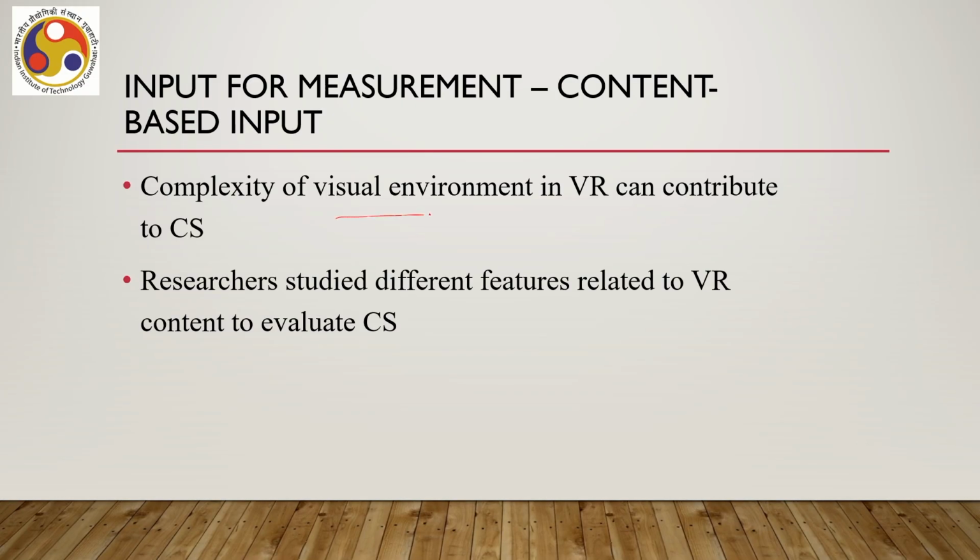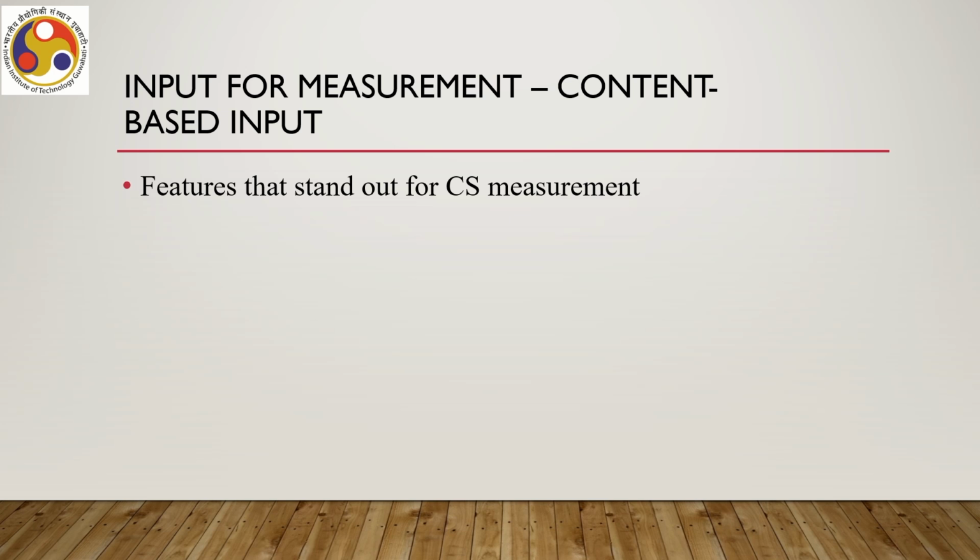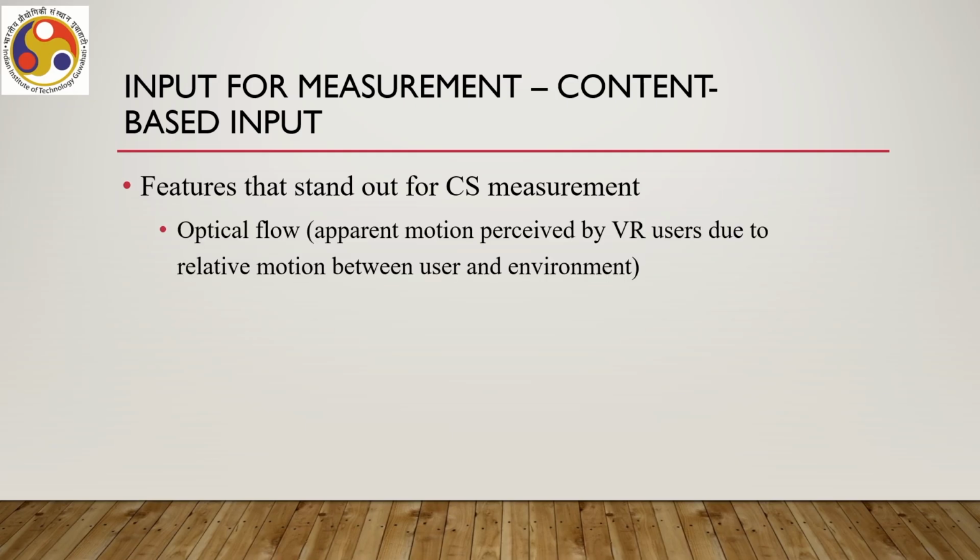Content based input can also be taken to evaluate CS. Complexity of the visual environment in VR can contribute to CS. We have already seen that earlier as part of the causes. Now, researchers have studied different features related to VR content to evaluate CS. What are those features that stand out for CS measurement?